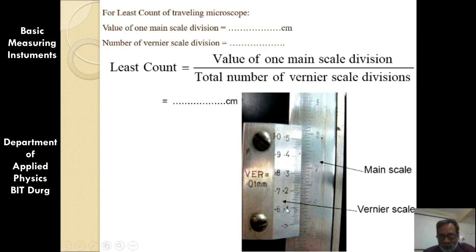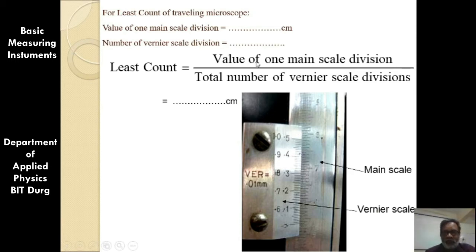Then you can see between this reference and this mark, where it is written 0.5 or 1.0, a total of 50 divisions are there. So here the least count will be one division, that is 0.05 centimeter, divided by 50. That will be the least count of the apparatus. Obviously the least count of this vernier is going to be smaller than the other vernier which I have shown you.